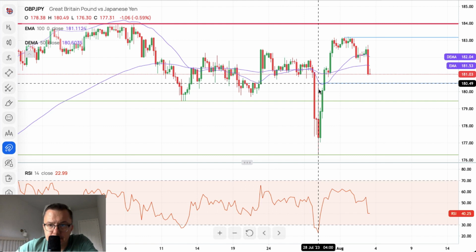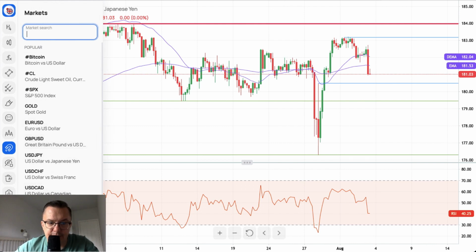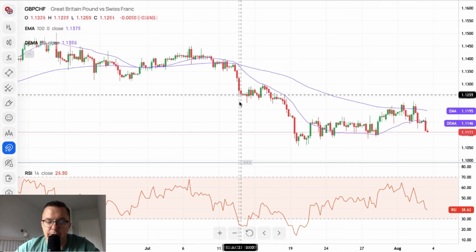It's been mushrooming around the level of 184, of course, for a couple of days. Nevertheless, the uptrend is still intact, and we should be prepared for another leg to the upside on the British pound to the Japanese yen. And now we talk about the British pound to the Swiss franc.